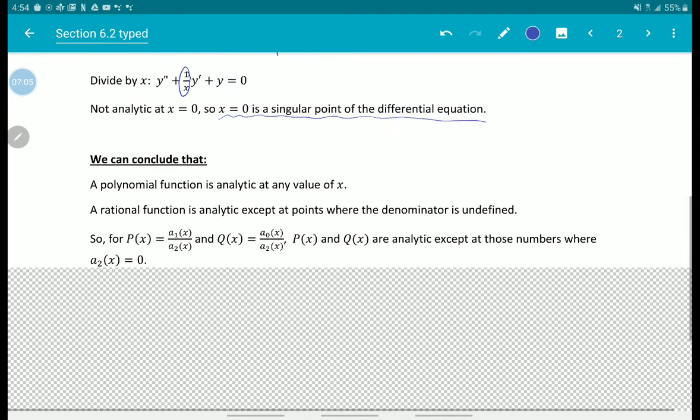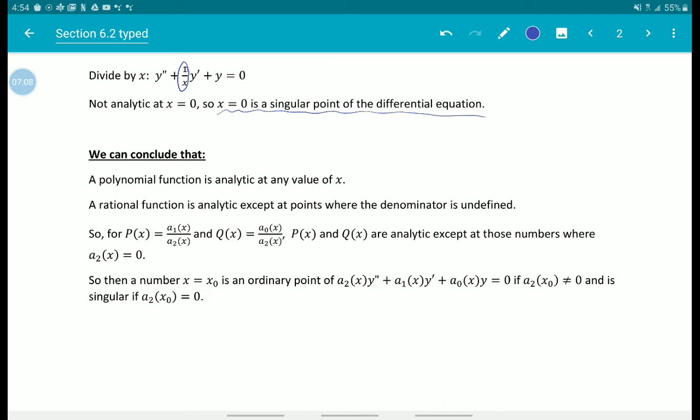So let's look at some conclusions. A polynomial function is going to be analytic at any value of x. A rational function is analytic except at points where that denominator is undefined. So that's where you're going to have those domain restrictions. I want you to think about analytic kind of like, can I take the derivative of it at that point? Polynomials don't have any issues because we can take the derivative anywhere. Domain's all real numbers. Rational functions, we can take the derivative anywhere except where that derivative is undefined. Same thing's going to be true when we talk about analytic functions.